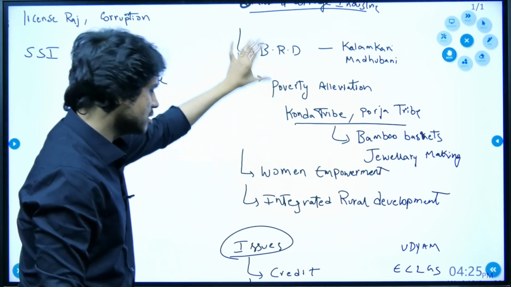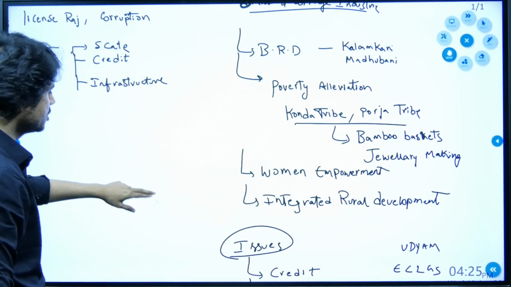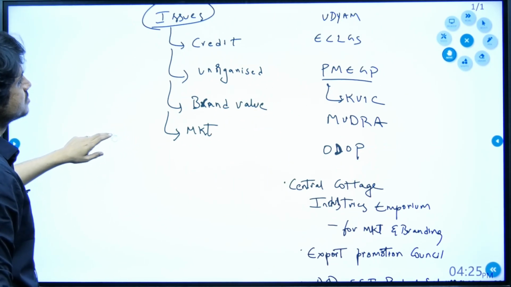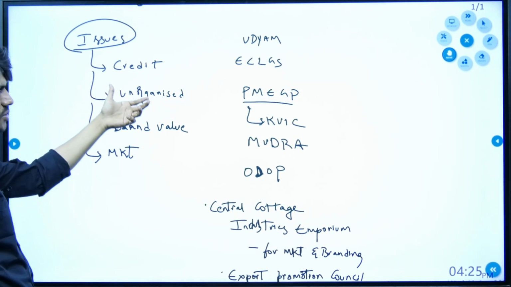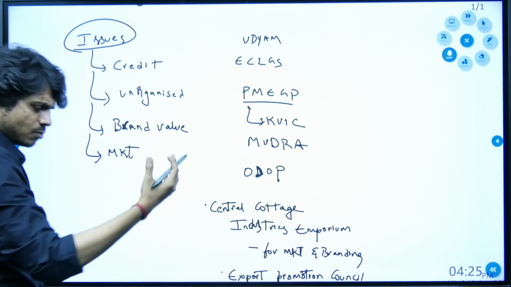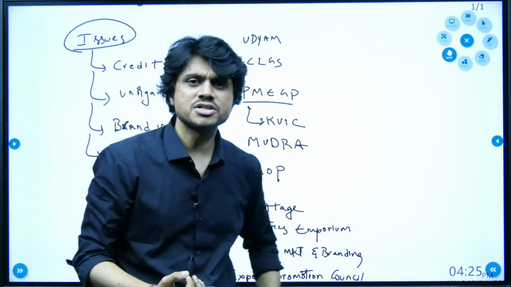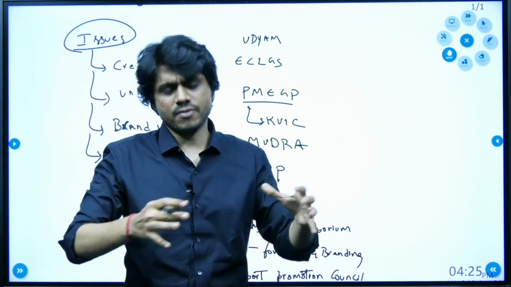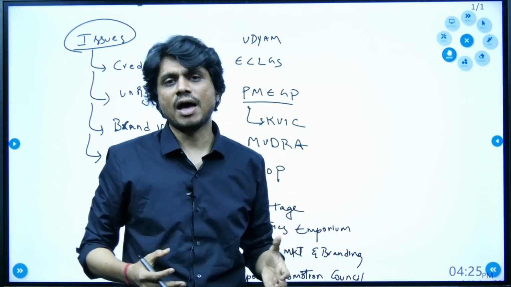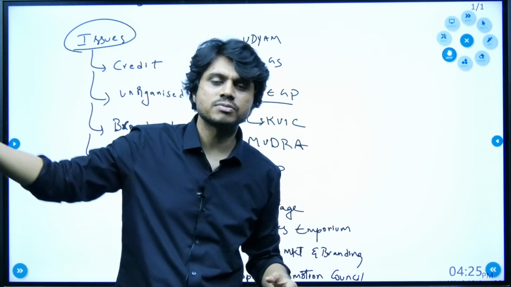So I have given you a framework. Under this framework you can develop the particular answer. Now what are the issues faced by this kind of small scale industries? As I have mentioned, they are unorganized. Simply speaking, what is a cottage industry? Cottage industries are those industries where the labor comes from their own family. They are not hiring anyone from other people.